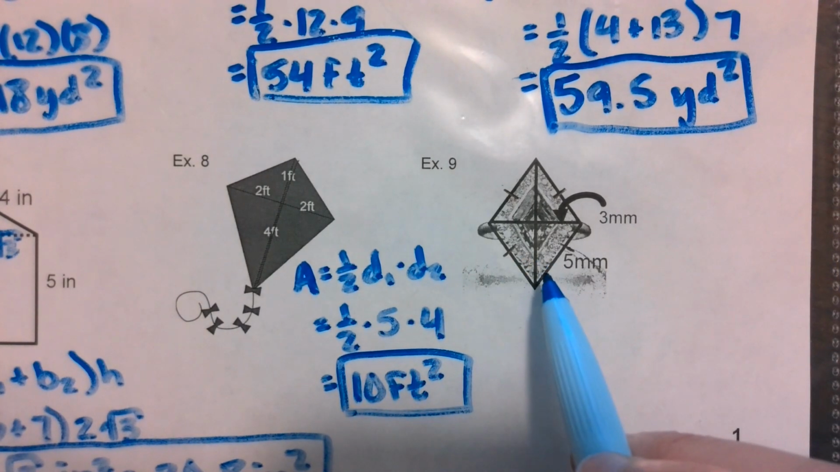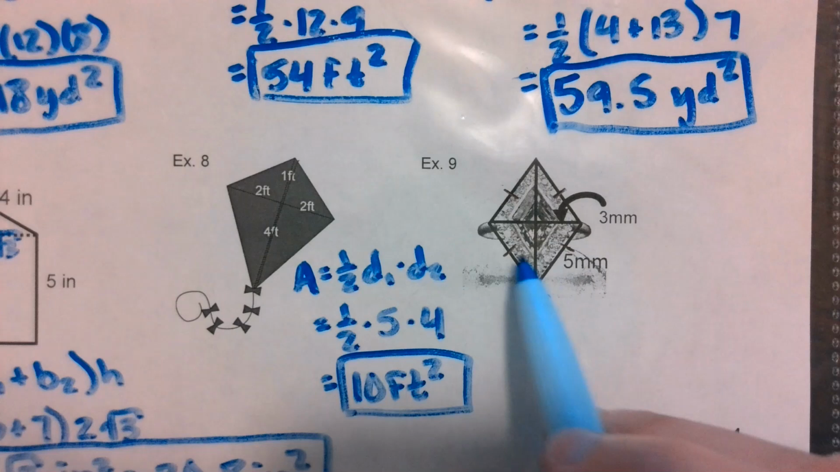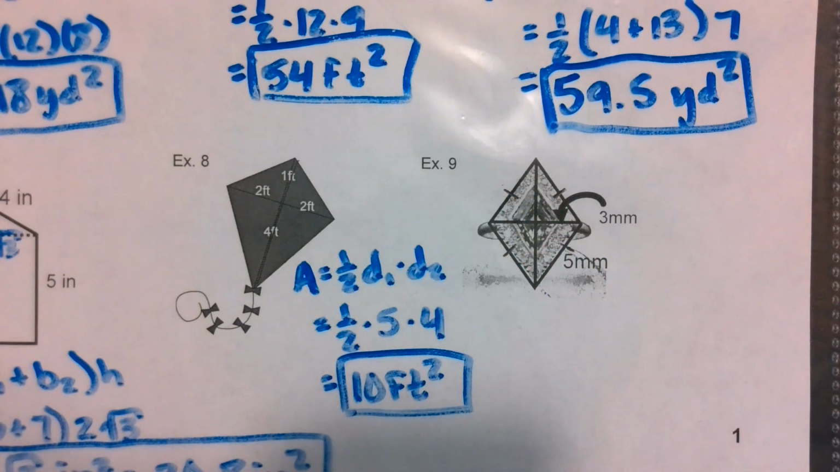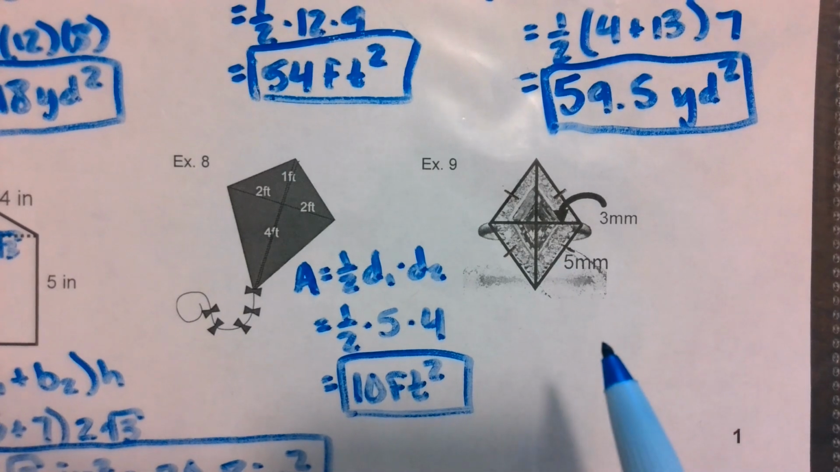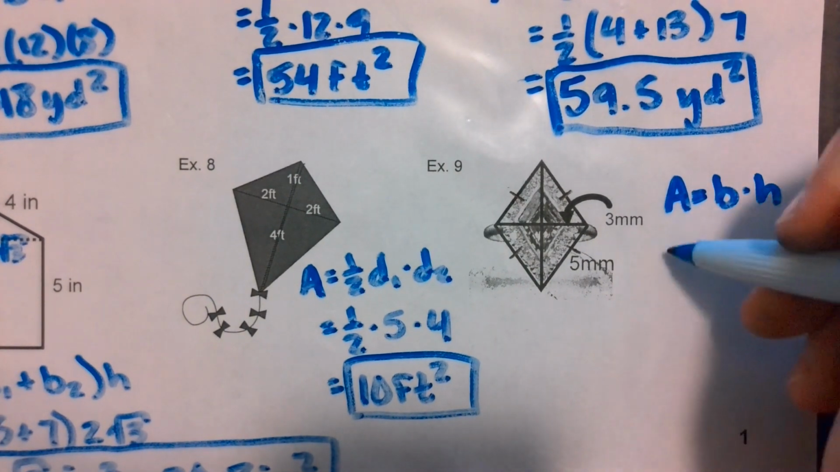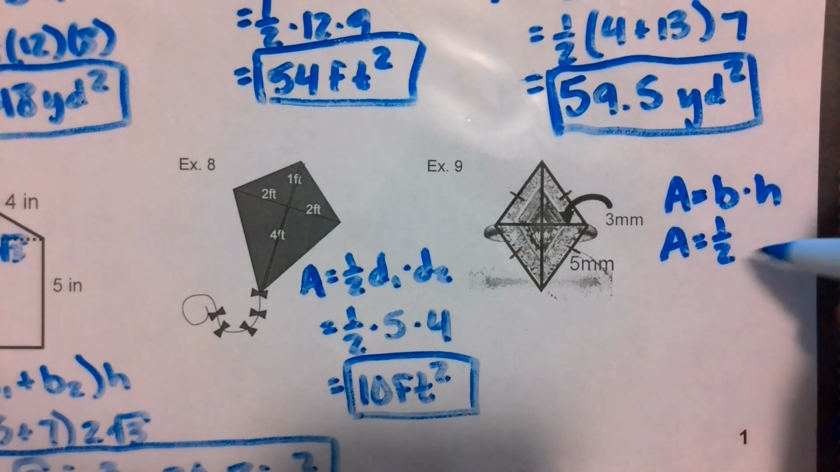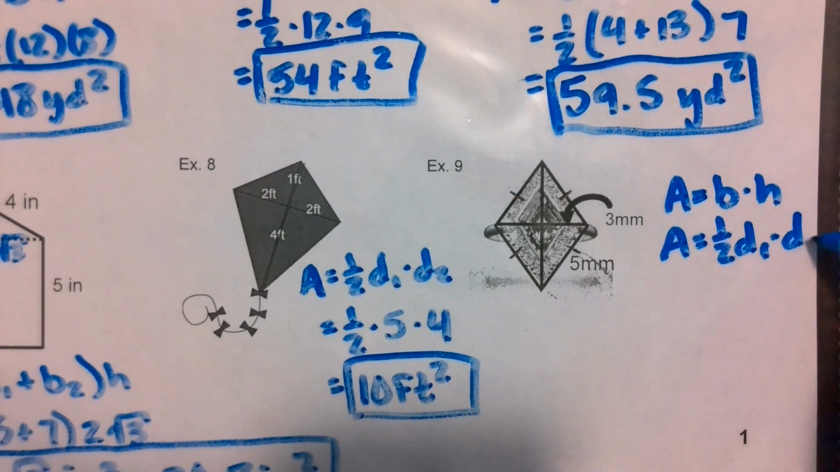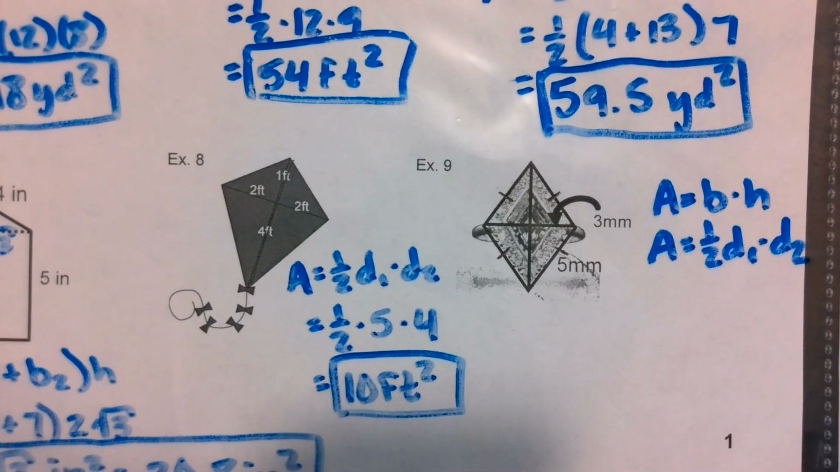Okay, and then our last example, it's a diamond here, isn't it? But it is also a rhombus because we've got these marks to show us that all of the sides are the same. So we're looking at a rhombus. So remember we have those two different formulas we could be using. We could use base times height, or we could use that kite formula, 1/2 diagonal 1 times diagonal 2. So it just depends what we're given.